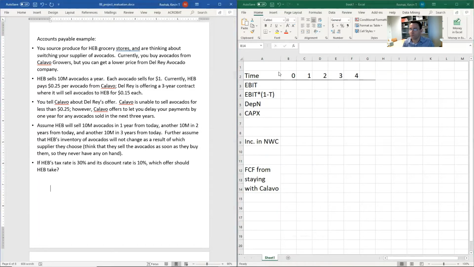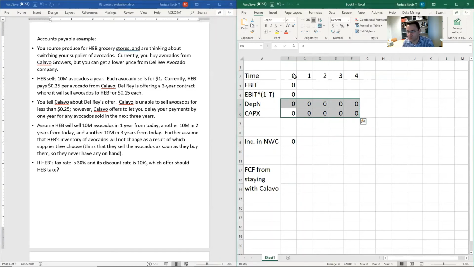So start at time 0. What happens at time 0? Well, in this example, nothing should be happening, right? As in all the other examples, you're not selling anything at time 0. You're not buying anything. You just replace all these things with zeros. We know that. Likewise, in this example, there are no fixed assets. You're not buying any machines or anything. So CAPX and depreciation, we're going to keep those at 0. The only things moving in this case are going to be our EBIT and our increases in net working capital.